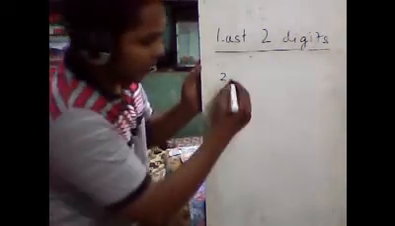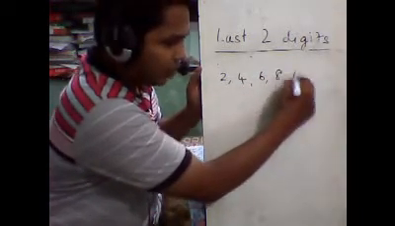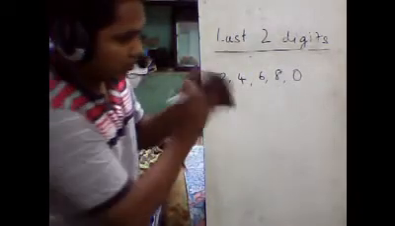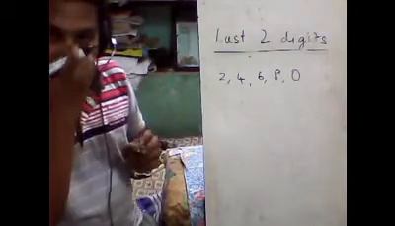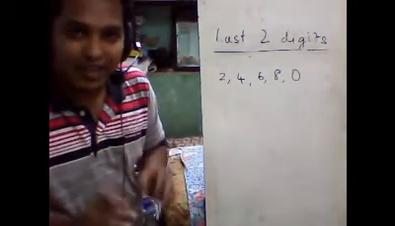Let us start with numbers relating to 2. Even numbers are numbers that are ending with 2, 4, 6, 8 and 0. Let us take numbers that are related to 2.